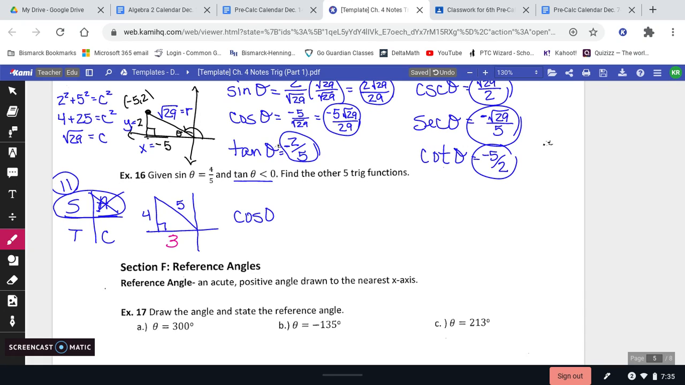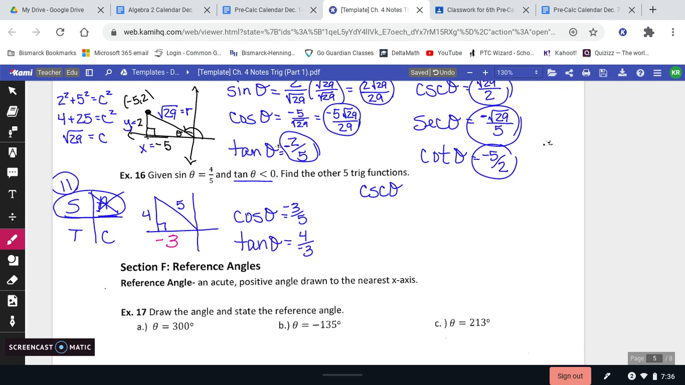So cosine is going to be adjacent over hypotenuse, 3/5, or again, oh, I made a mistake. Do you see what I didn't do? This 3 is going to the left, so that means it needs to be a negative 3. So this is going to be a negative 3/5 for our cosine. Tangent is opposite over adjacent, so tangent will be negative. And then you can have your other 3 trig functions.